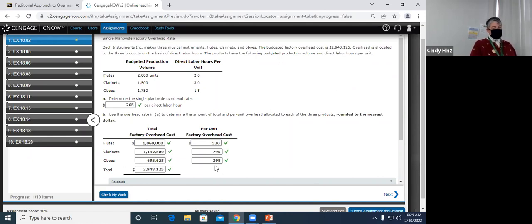JP, you asked the initial question about the rounded amount. Are you okay with those now? Anything else you want to talk about before we move on?